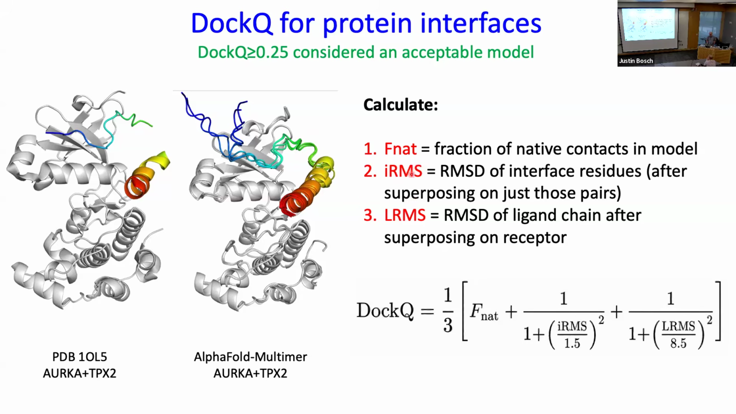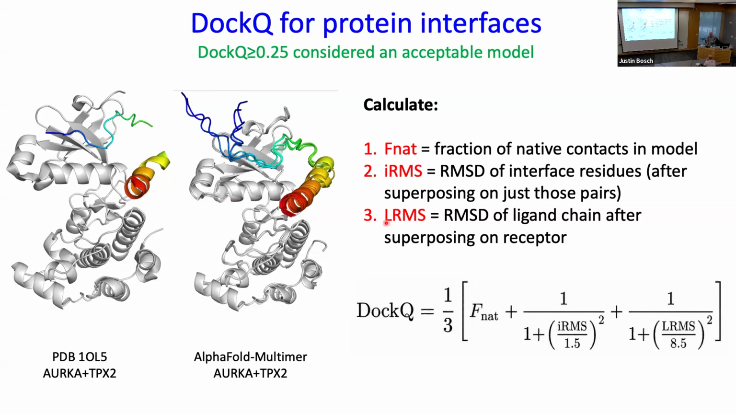The second one is called IRMS, and it's the interface RMSD. Again, it's like RMSD, we already covered that. So I can take all of the atoms and residues that are in contact in the crystal structure, make a list of all of the contacting residues, and I can do the alignment now, not based on the whole structure, but just on that list of pairs. So I'm trying to optimize residue 1 to residue 1, 2 to 2, 3 to 3, but just of that list of pairs that are in the interface, not the whole structure. And so that's going to tell you how good are the atom positions of the interface residues.